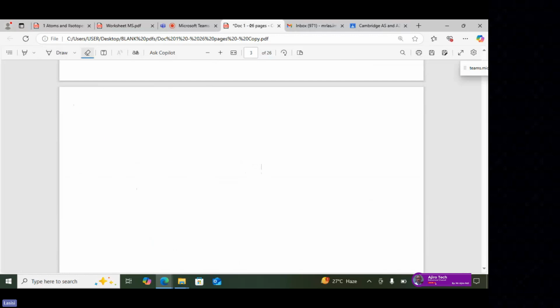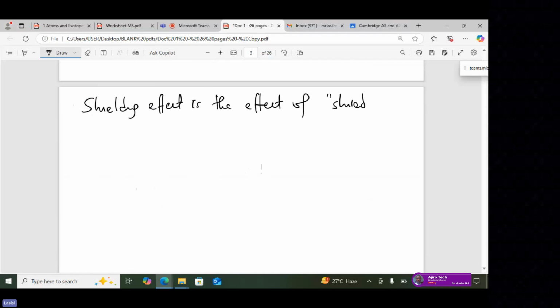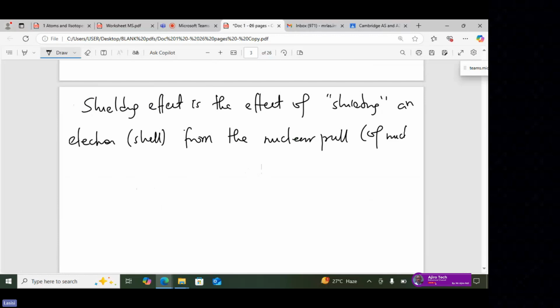Shielding effect is what? The effect of shielding in an electron shell, or electron shell from the nuclear pull, of course, of the nucleus. That ability to shield means you are being shielded from it.